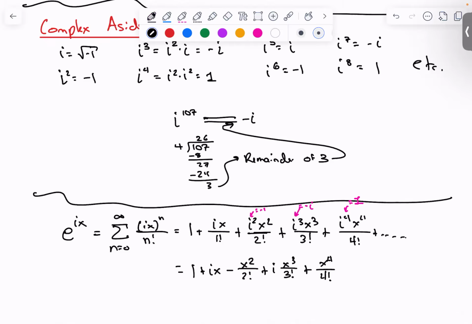And I can, in fact, continue this on for us. The next one's going to be i to the fifth, but that has a remainder of 1 once you divide it by 4. So it's going to be plus... minus right here, minus right here. I got ahead of myself. I wrote it up here, but then I read it as a plus. It's a minus. Then it's going to be plus i x to the fifth over 5 factorial minus x to the sixth over 6 factorial, and so on and so forth. So it goes positive, positive, negative, negative, and it keeps alternating like that, right?